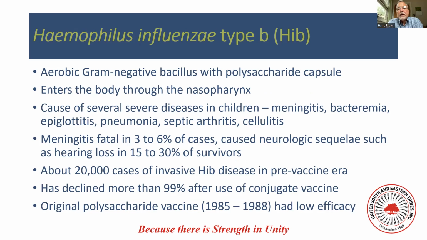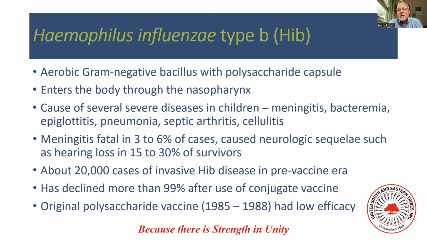All right, another bacterial disease, Haemophilus influenza type B. This is transmitted respiratorily. It can cause very severe disease in children. Lots of different things: meningitis, sepsis, something called epiglottitis, which can block off the airway and kill you, a severe pneumonia, septic arthritis, or cellulitis.